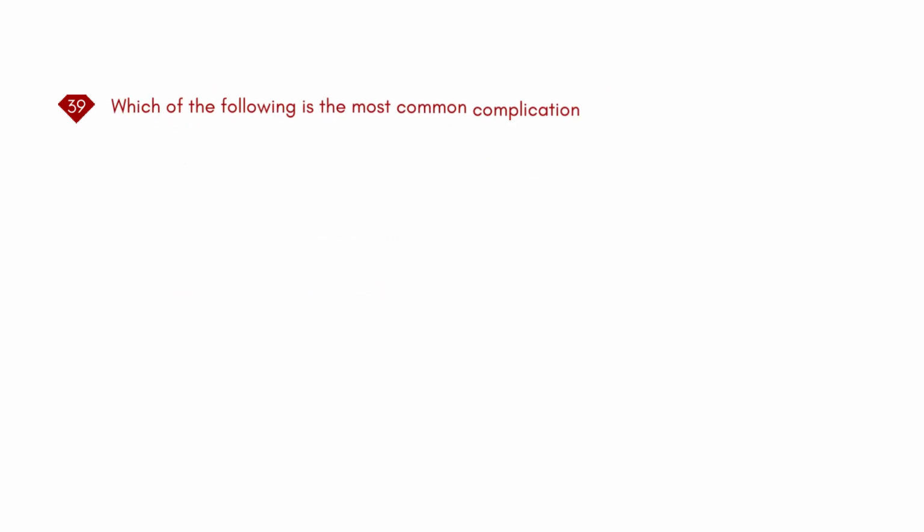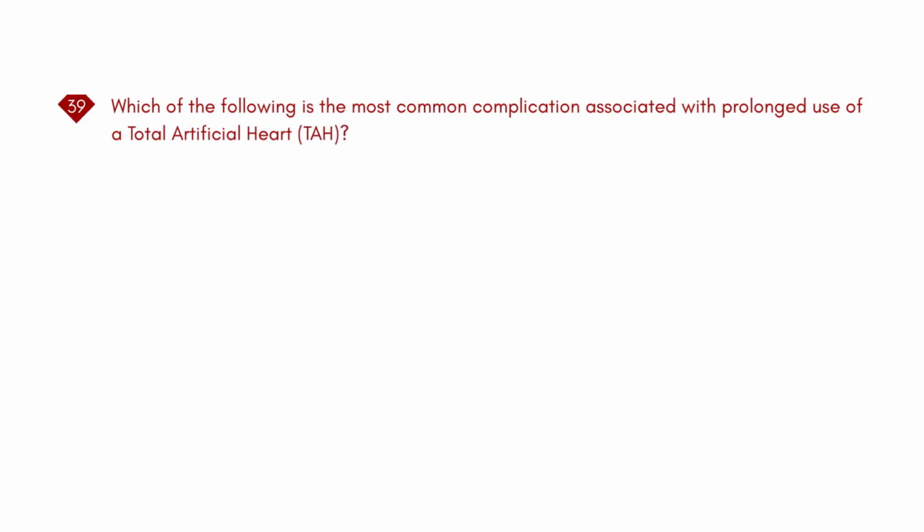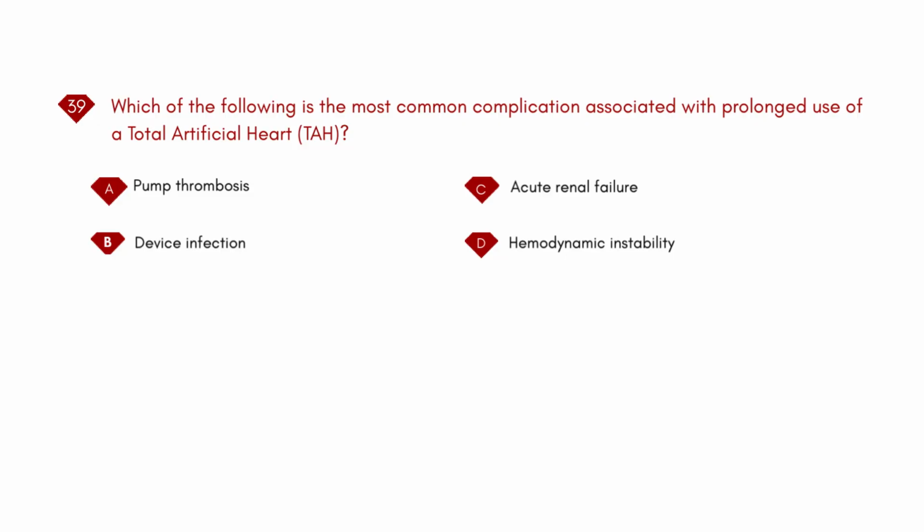Which of the following is the most common complication associated with prolonged use of a total artificial heart, TAH? A. Pump thrombosis. B. Device infection. C. Acute renal failure. D. Hemodynamic instability. Answer: B. Device infection.